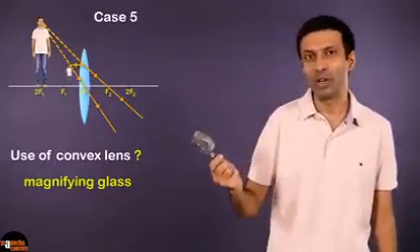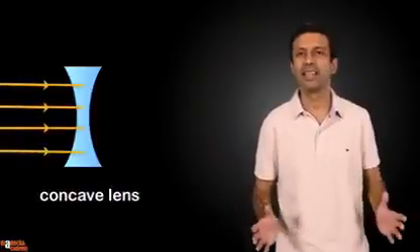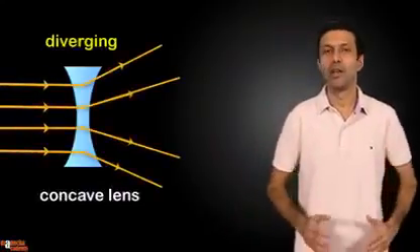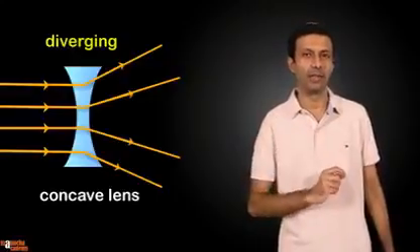Now that we are done with the convex lens, let's go ahead and take a look at the other type of spherical lens, the concave lens. The concave lens is a diverging lens. For image formation, we need to draw the concave lens accurately.